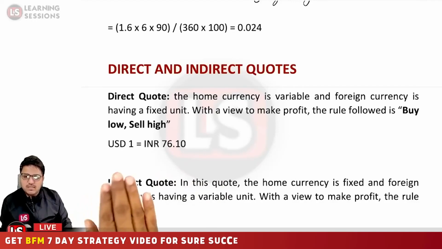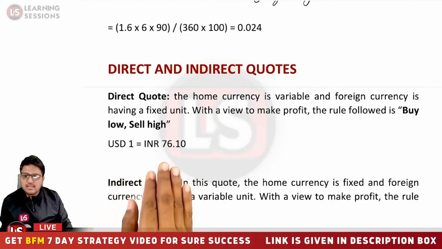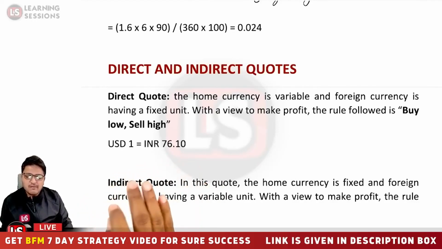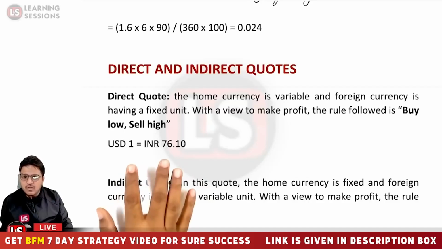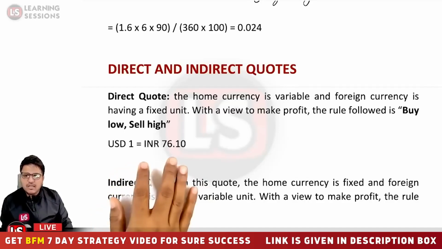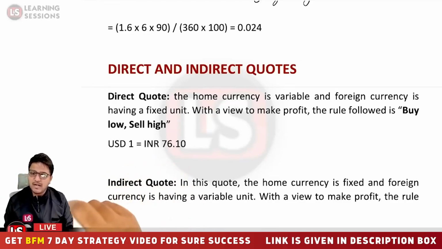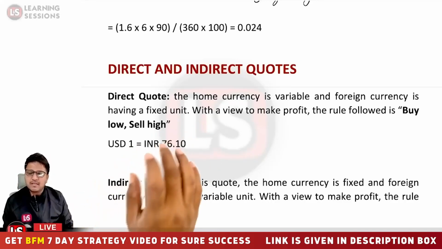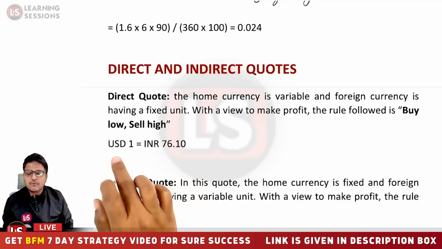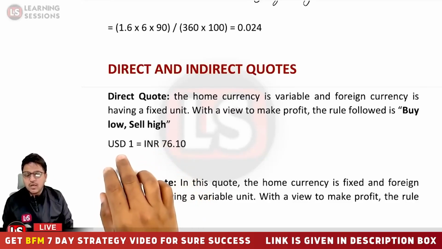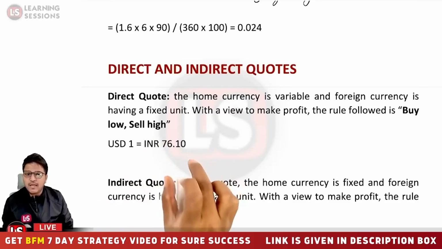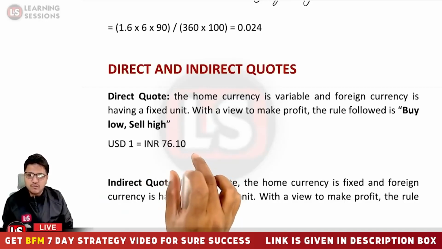As it is given, USD 1 is equal to 76.10 INR. That is basically a direct cost given to you. Over here you are provided with only one cost, and simply we can say it is a direct cost where the foreign currency will be a fixed unit. It will be the home currency which will be variable.